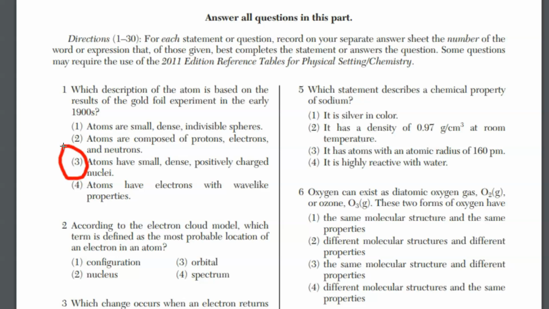For number 2, according to the electron cloud model, which term is defined as the most probable location of an electron in an atom? That is the definition of an orbital. The electron cloud model, whatever you want to call it, that is our current model for the atom.